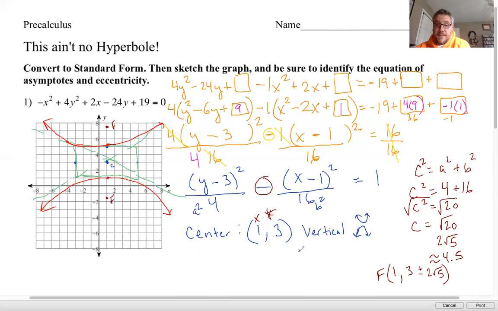You're starting from the center, which was 1, 3, so I plop that down. You still have your 1, 3, that's the x and the y from the center, but since you're going up and down, you add the plus or minus 2 root 5, which is the c value, to the y coordinate. If this was a horizontal hyperbola, you would have added that to the x coordinate. It's really as difficult and as easy as that.